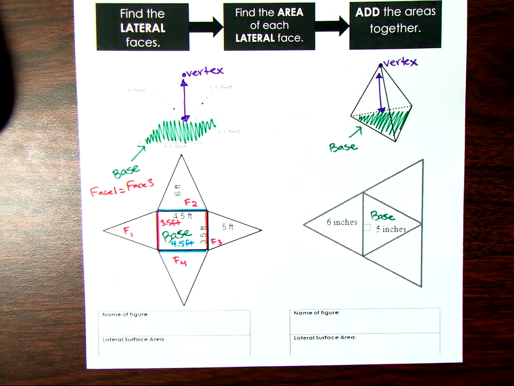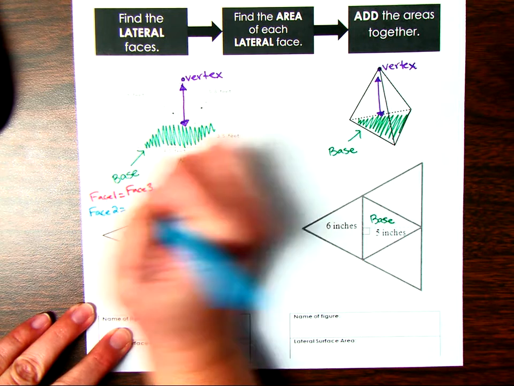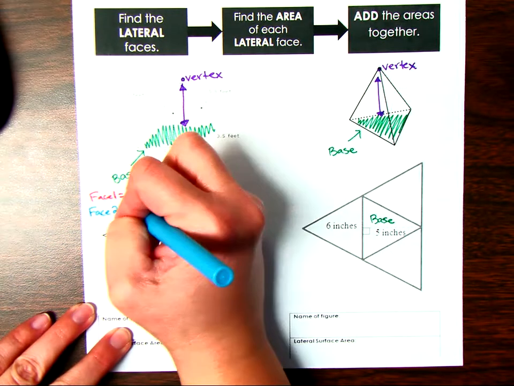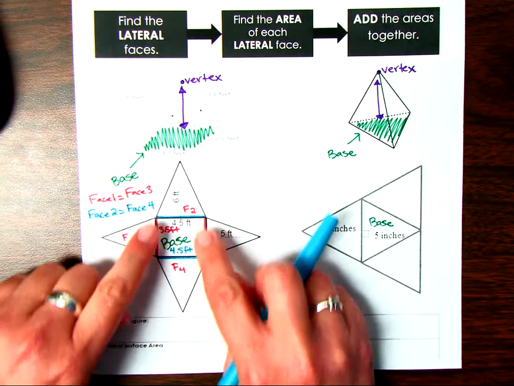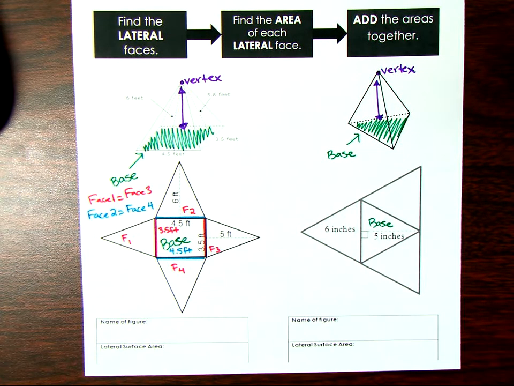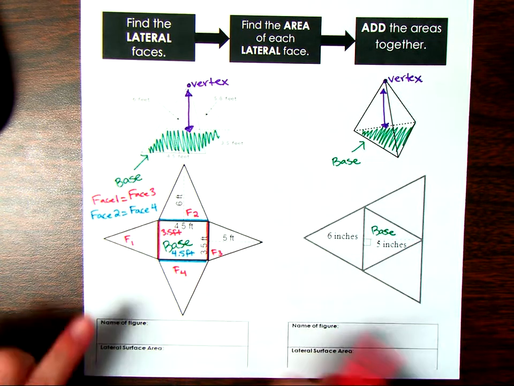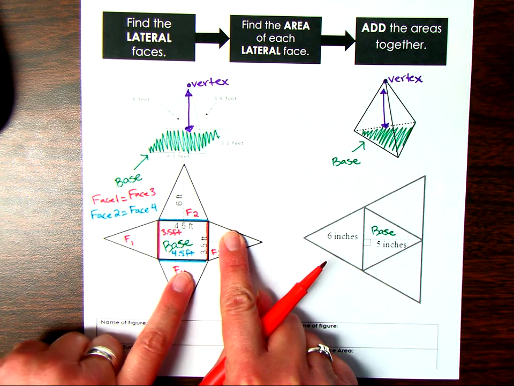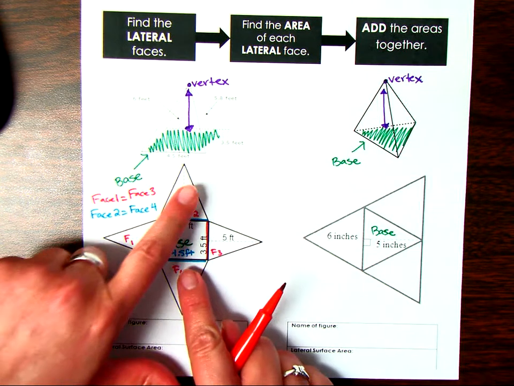And I'll use that blue to help us out. We'll say face 2, that triangle, has the same measurements as face 4, and we know that because of those distances across from it. So really, instead of finding the area of 4 triangles, you can find the area of this triangle and the area of this triangle, and then just double them, because these two are congruent and these two are congruent.